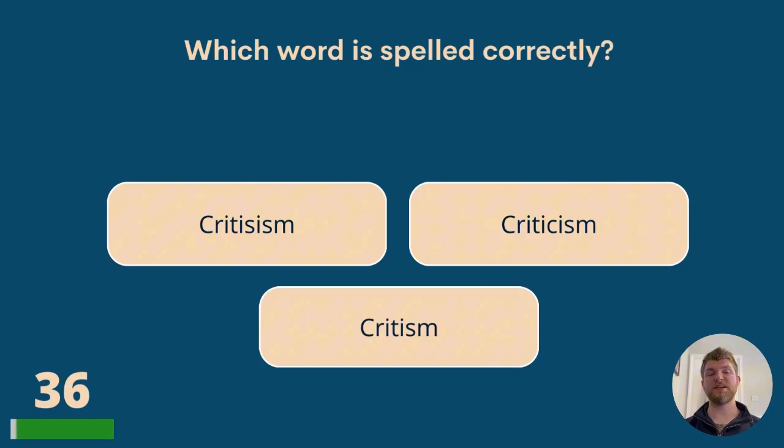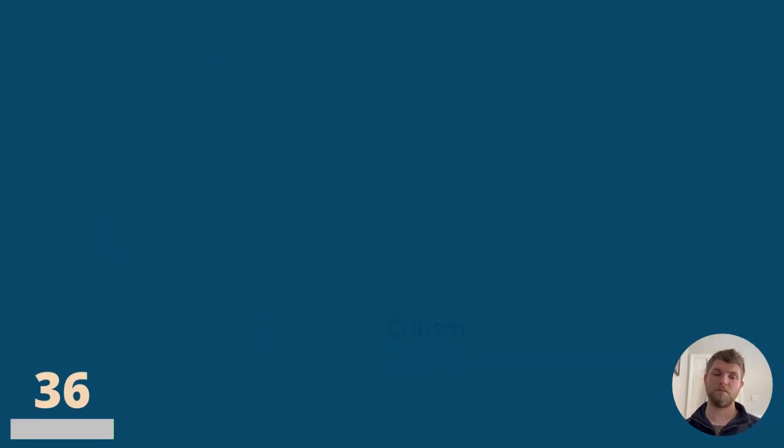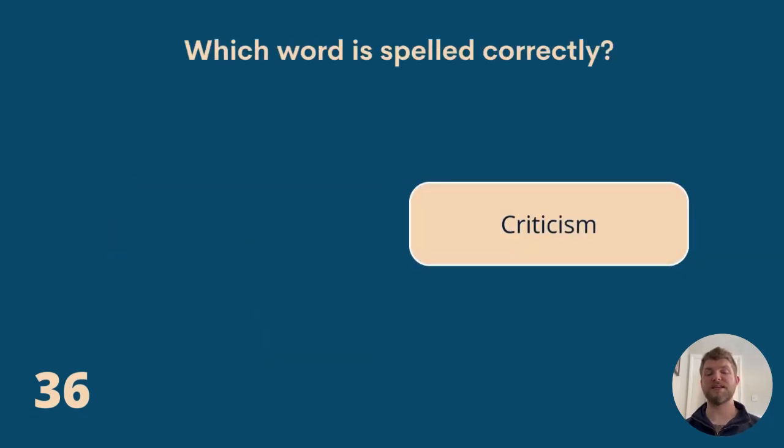36. Which word is spelled correctly of these three options? So the word we're looking for here is criticism. Which of those is a correct spelling of the word criticism? The answer is Criticism.